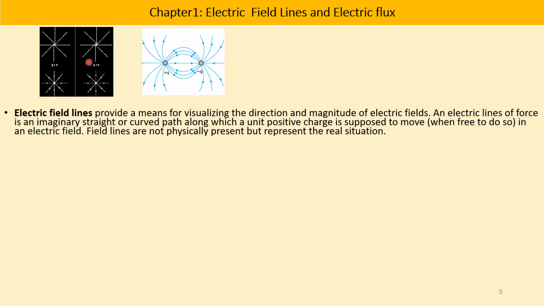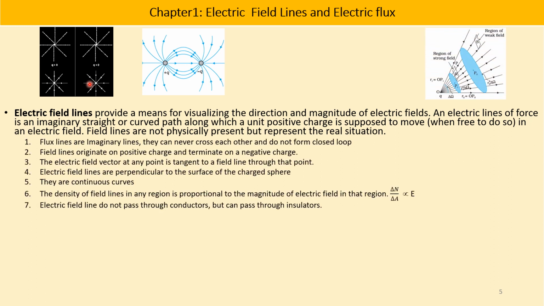In the first diagram, when the Q is positive, the direction is shown as emanating. This is a Q and the direction is outward. And here Q is less than 0, that is negative, and the direction is inward. Similarly, in figure 2, it is the curved lines. So let us quickly go through the properties of flux lines.